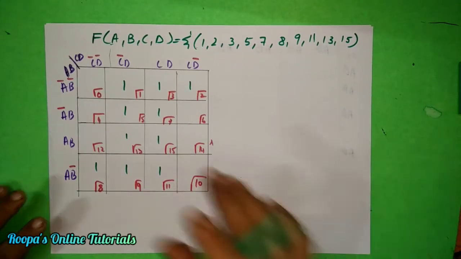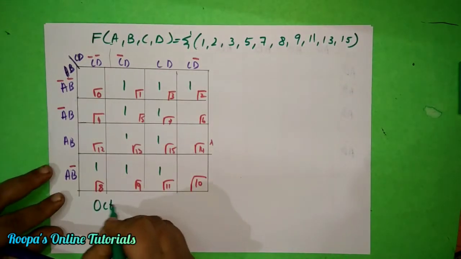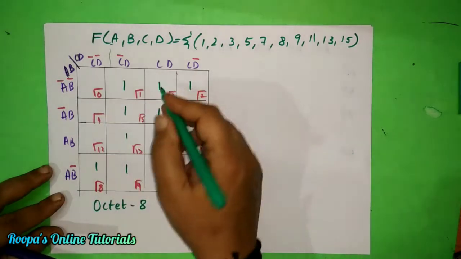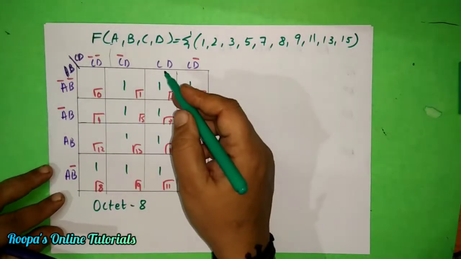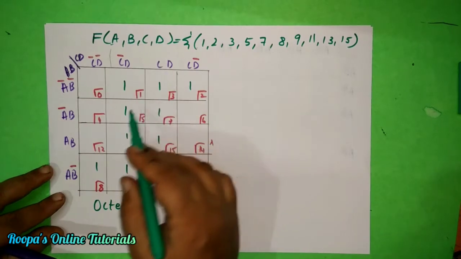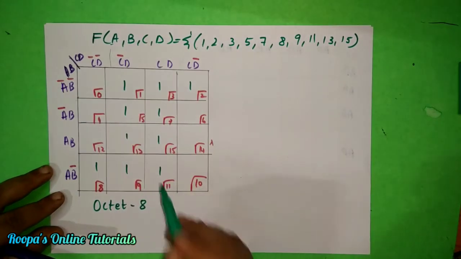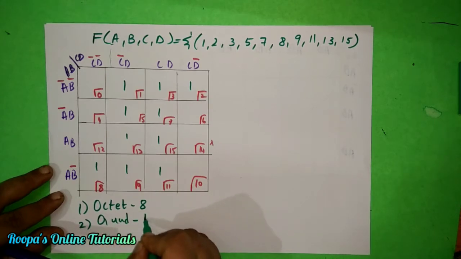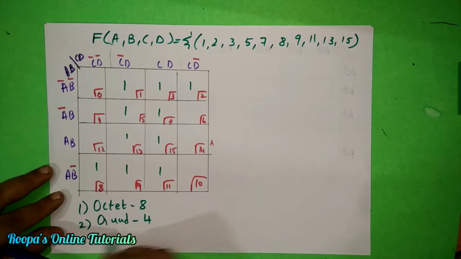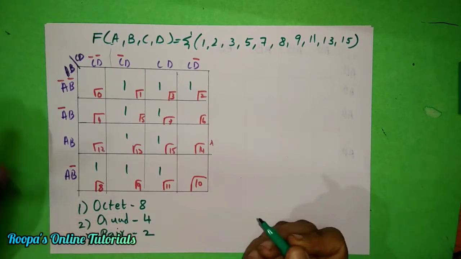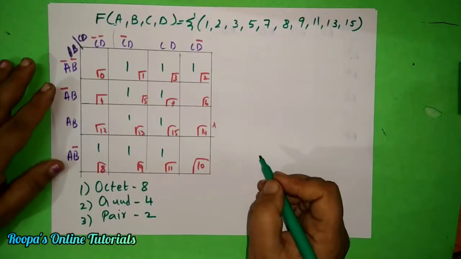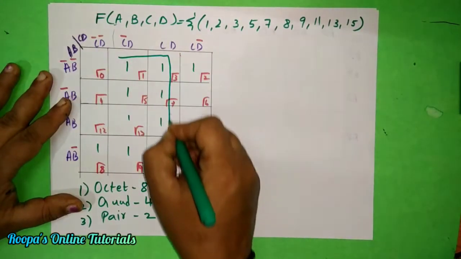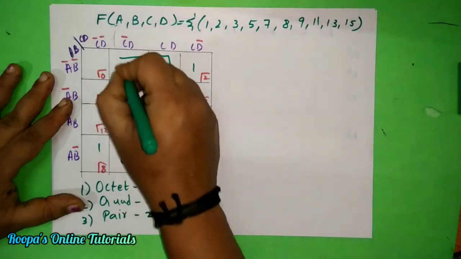For grouping, always remember, first you have to group the octet. If 8 adjacent cells are there, you can very clearly see here 1, 2, 3, 4, 5, 6, 7, 8. First always remember the order: it is octet, then quad, quadrilateral, you have learned in school, isn't it? 4 sides. And then pair. Pair is how much? 2. Octet, octopus, you learned, isn't it? Like that.